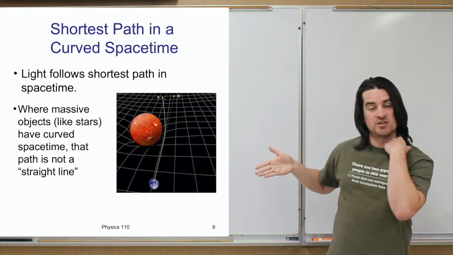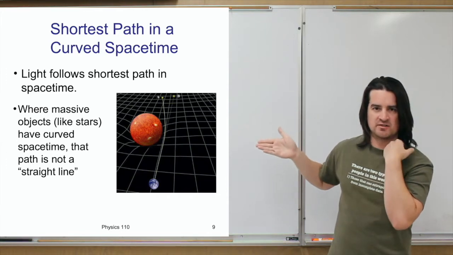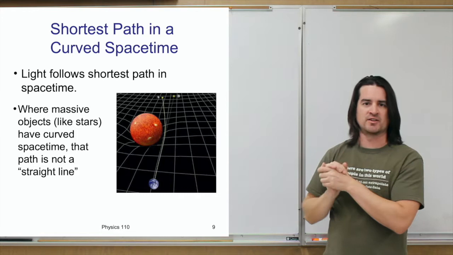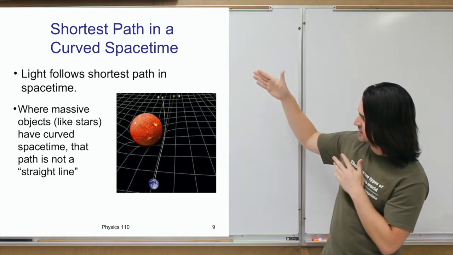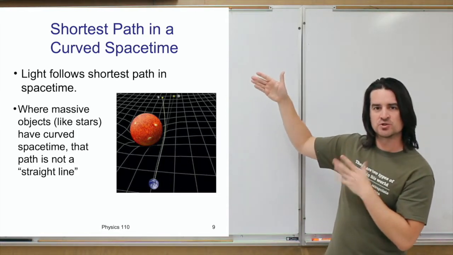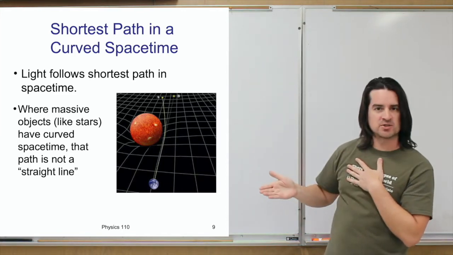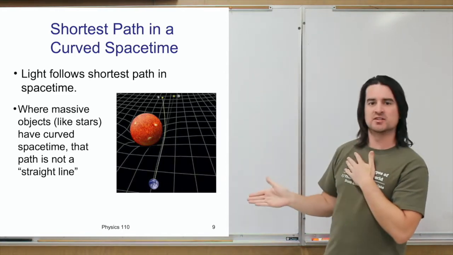it would actually be intercepted by the sun. You wouldn't see that star. The light trying to come straight to Earth would just get blocked by the sun. However, since the space is curved, the shortest path between that star A and the Earth is not a straight line, it's a line that bends like this and comes around the sun.